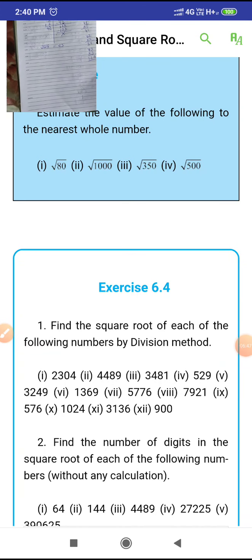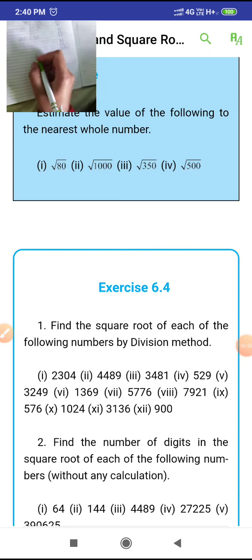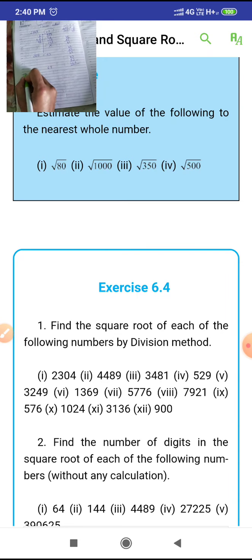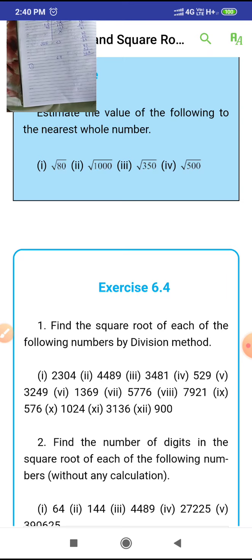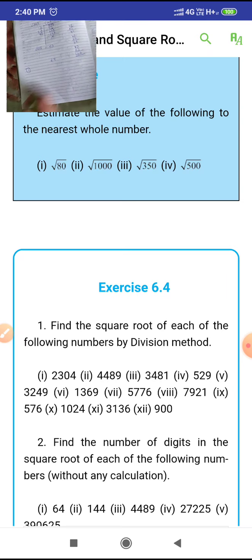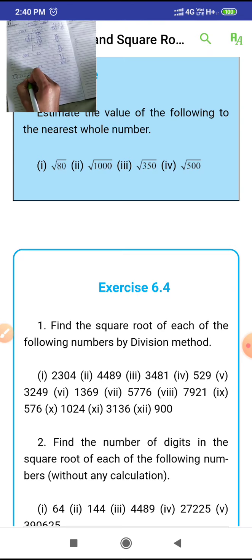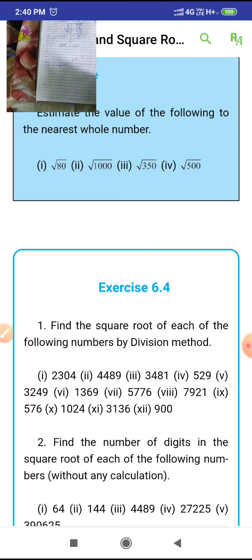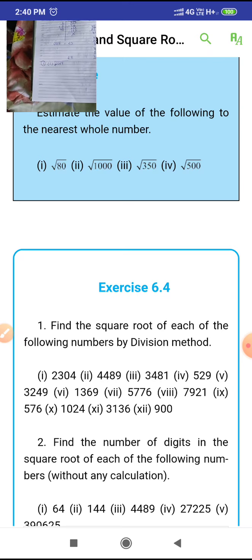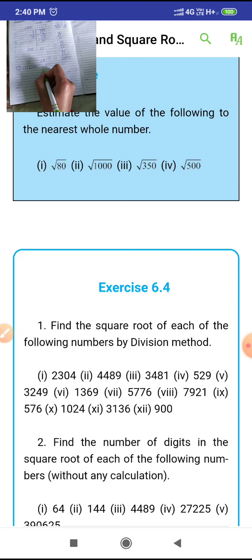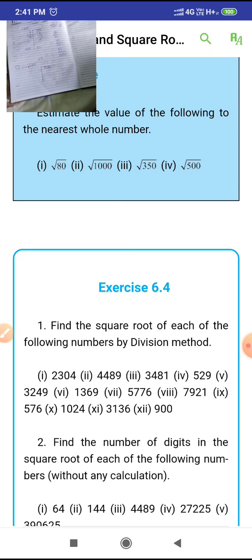So now move to our fourth exercise of chapter 6.4, and question number 1 of this exercise is find the square root of each of the following numbers by division method. And first number is 2304. So we have to find out the square root of 2304. First we make a division sign, then we put this number here and making pair from the right side. We obtain two pair of this number, 23 and 04.